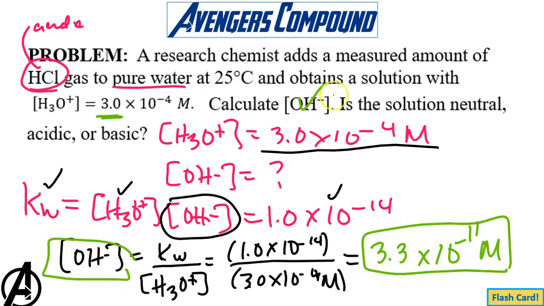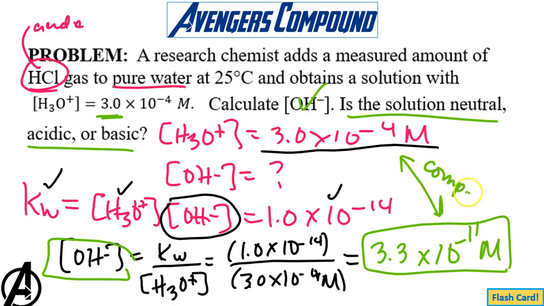That's the first part of the question. But they then want to know, is the solution neutral, acidic, or basic? Our way of describing whether something is acidic, basic, or neutral is based on how large or small the concentrations of H3O plus and OH minus are. So we have to compare our H3O plus and OH minus amounts. H3O plus is 3.0 times 10 to the negative 4, while our OH minus is 3.3 times 10 to the negative 11. So our H3O plus concentration is greater than our OH minus concentration.